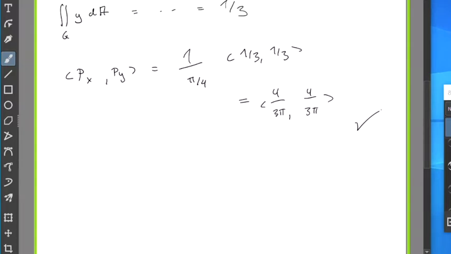More questions about this particular problem? Does not seem so. Then let's continue with problem number 4.